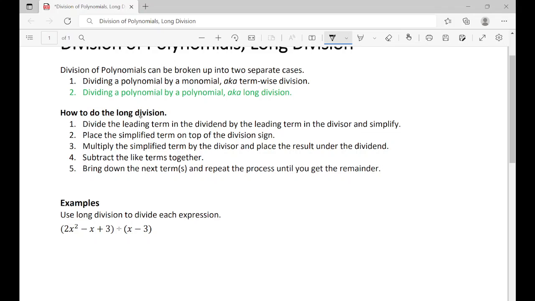Now, here are the steps to do long division of polynomials. You want to divide the leading term of the dividend, being the first polynomial, by the leading term of the divisor, which is the second polynomial, and then simplify. Next, you want to place the simplified term on the top of the division sign. Then we're going to multiply or distribute the simplified term by the divisor and place the result under the dividend. We're now going to subtract the like terms together, and then we're going to bring down the next term and repeat the process, steps 1 through 4, until we get to the remainder.